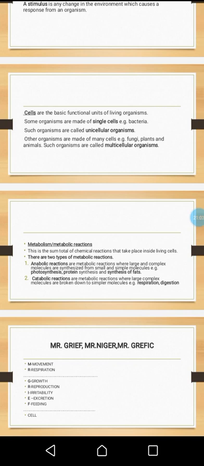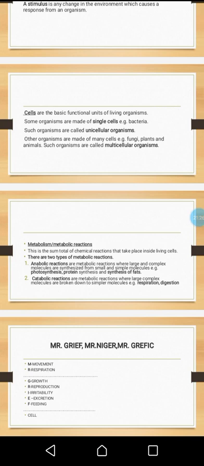Then we look at the next important terminologies that you're supposed to know. We are done with the 7 characteristics of living organisms. Metabolism and metabolic reactions. Definition. Metabolism is the sum total of chemical reactions that take place inside living cells. So there are two types of metabolic reactions.